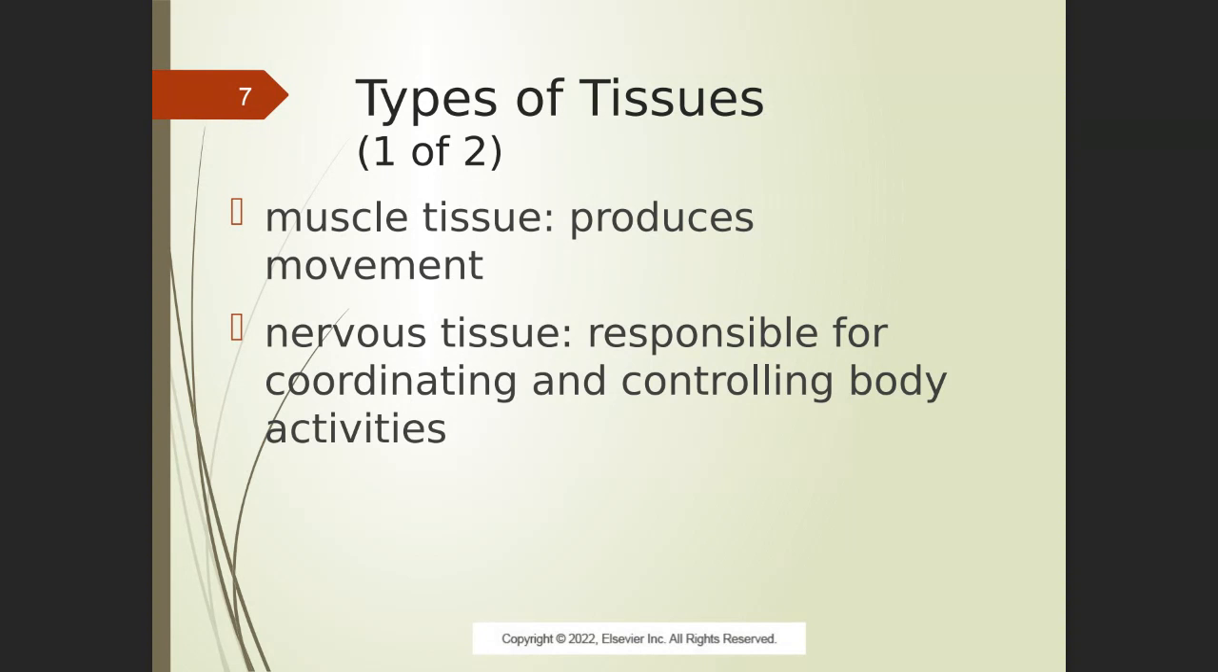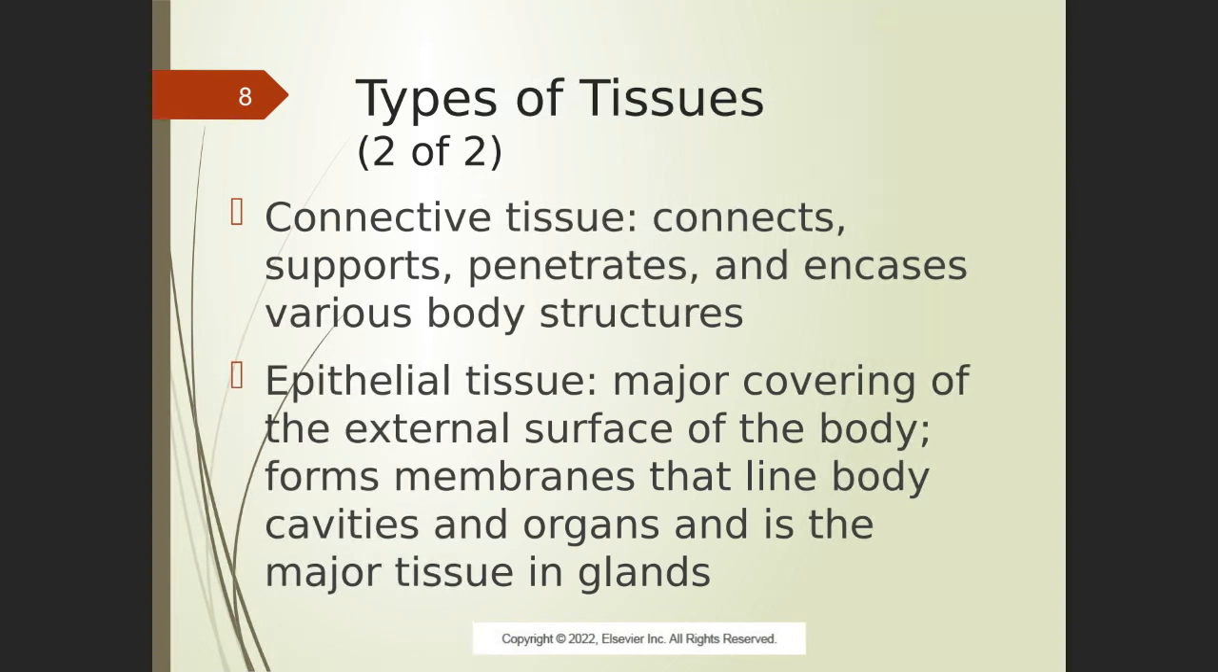If you don't have a good nervous system, if your nervous tissue is not working well, your muscles are not going to be able to work, even though they may be healthy by themselves. They cannot produce movement if your nerves are not working. If your brain is not working and it's not telling your muscles to move, the muscles won't move regardless of whether you have them or not. Okay? So muscle tissue produces movement. Nervous tissue is responsible for coordinating and controlling body activities. You also have connective tissue that connects, supports, penetrates, and encases various body structures. It can be part of skin, right?